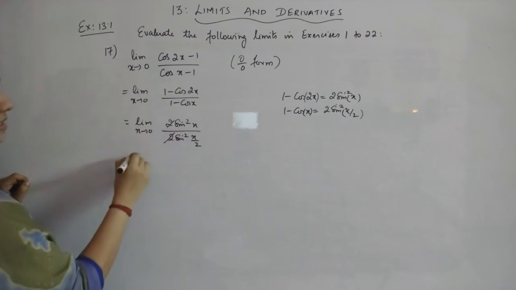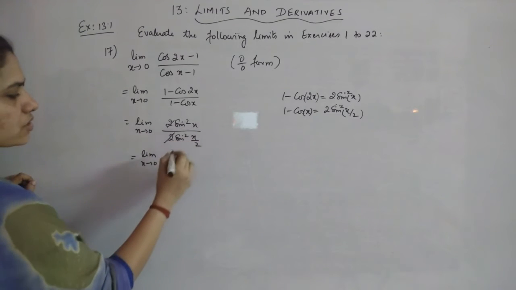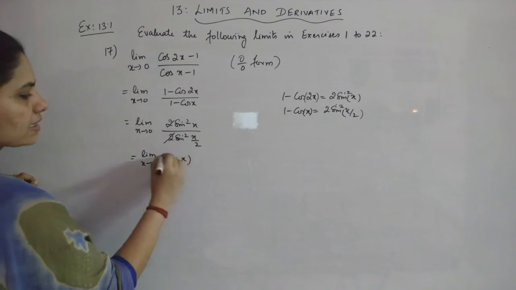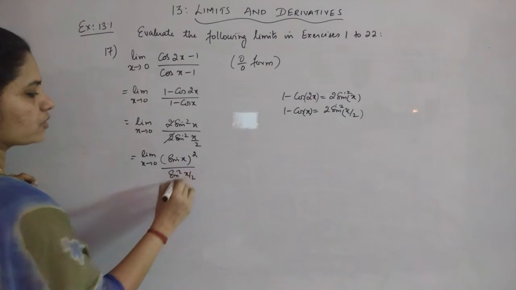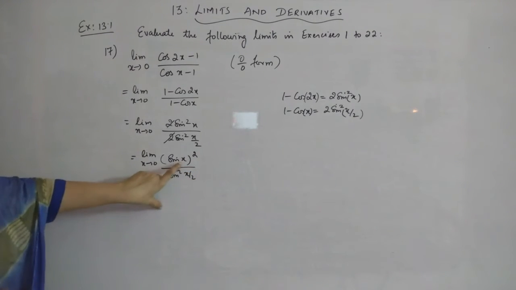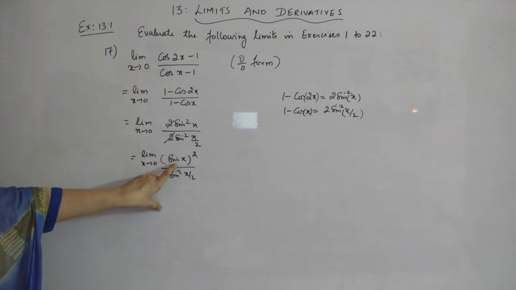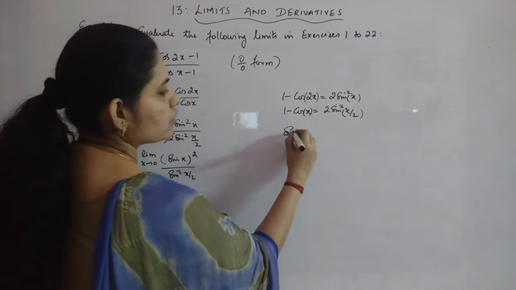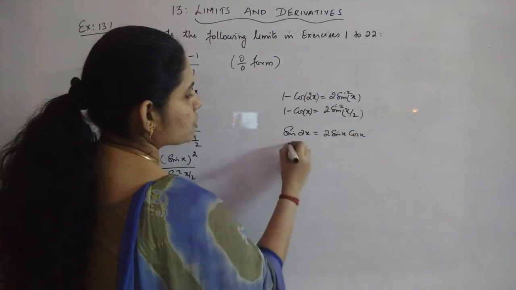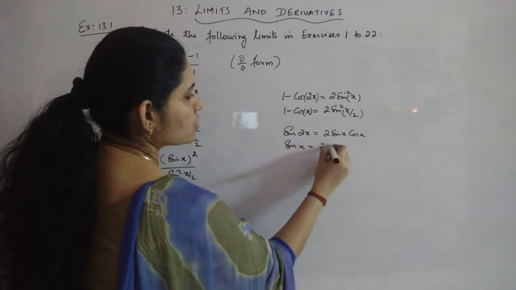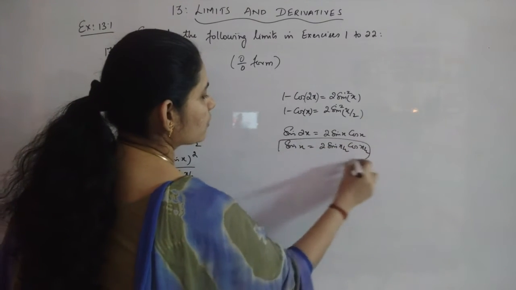So 2 gets cancelled. Now the limit as x tends to 0, sin squared x can be written as (sin x) the whole squared divided by sin squared x by 2. Why am I doing this? Here the angle is x, and here it is x by 2. So if I write sin x, you can use sin 2x. What is the formula for sin 2x? Sin 2x is the same as 2 sin x cos x. So if I have sin x, I can write it as 2 sin x by 2 cos x by 2. This is what I am going to use.